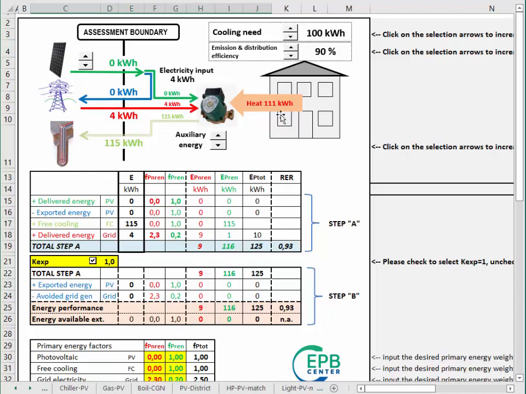This can be taken into account by an additional energy flow through the assessment boundary, whose weighting factor for primary energy will be 0 non-renewable and 1 renewable typically. And you take into account separately the auxiliary energy that might be requested to facilitate the spontaneous heat exchange between the cold source and your building.